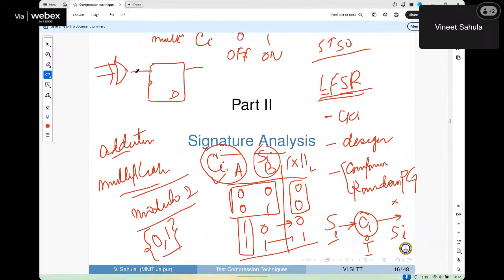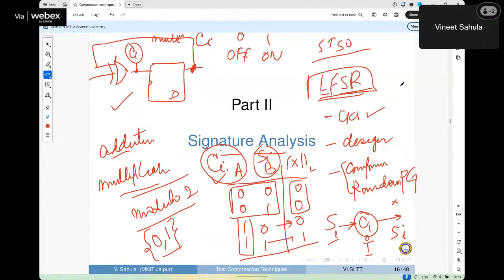For multiplication, I can take a tap and multiply it with Ci. And there is a feedback. That means I can take the tap from the previous tap and feed it to the present one. Something like this. So this could be a 1-bit shift register with feedback, which is linear.